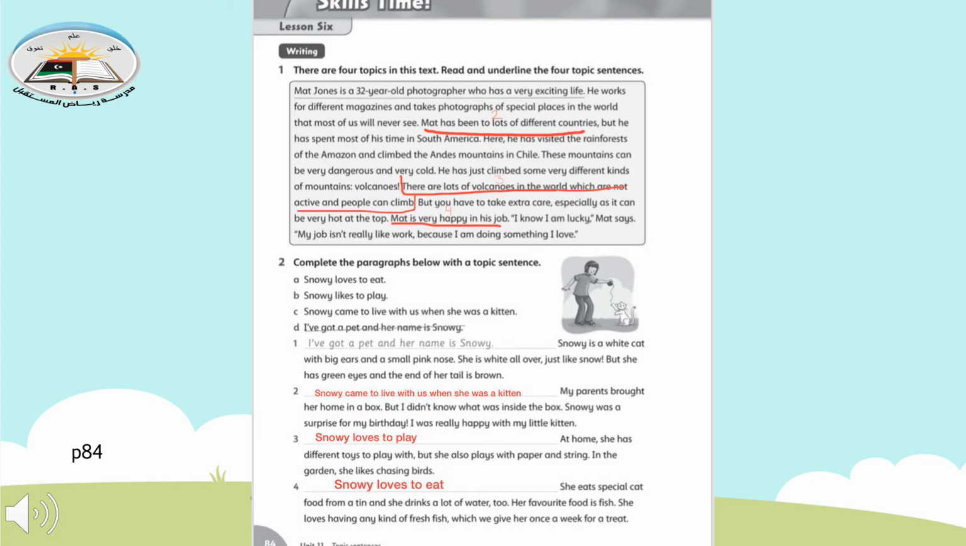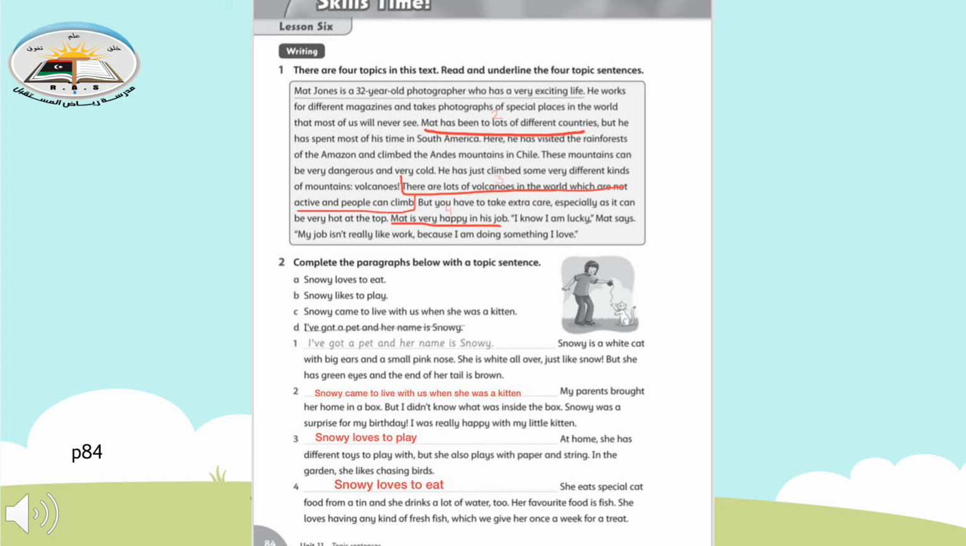Matt Jones is a 32-year-old photographer who has a very exciting life. He works for different magazines and takes photographs for special places in the world that most of us will never see. Matt has been to lots of different countries, but he has spent most of his time in South America. Here, he has visited the rainforest of the Amazon and climbed the Andes Mountains in Chile. These mountains can be very dangerous and very cold. He has just climbed some very different kinds of mountains.